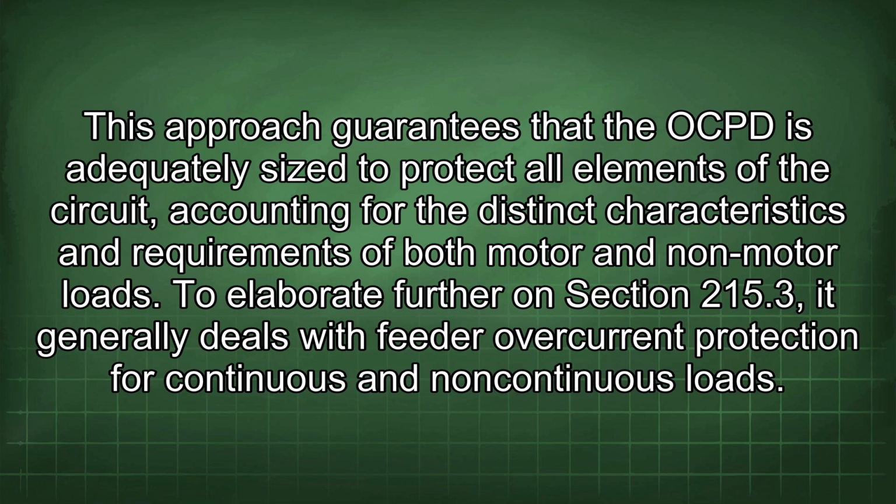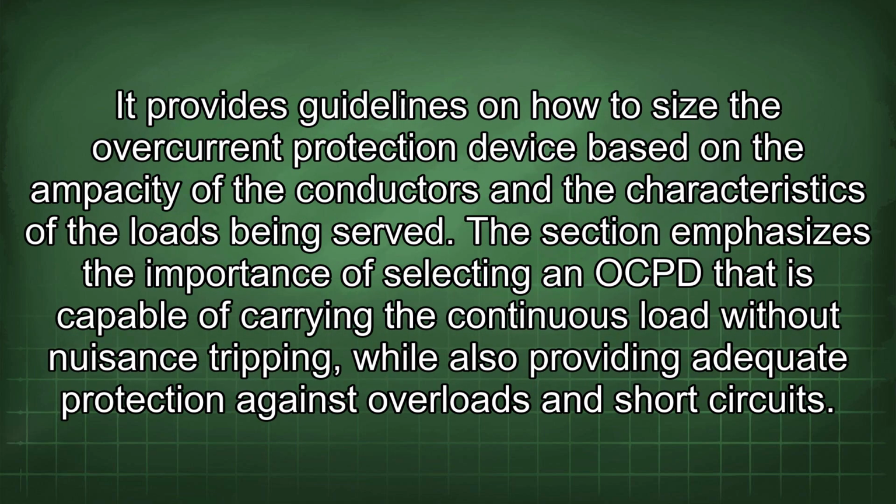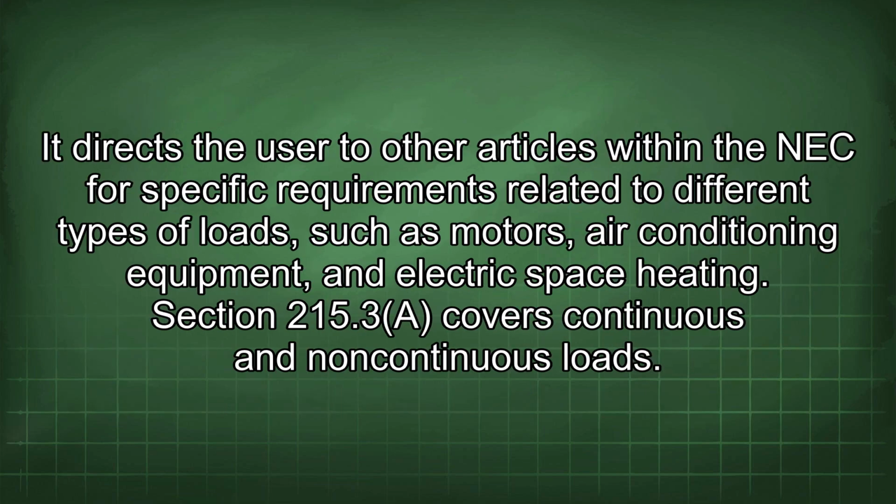To elaborate further on Section 215.3, it generally deals with feeder overcurrent protection for continuous and non-continuous loads. It provides guidelines on how to size the overcurrent protection device based on the ampacity of the conductors and the characteristics of the loads being served. The section emphasizes the importance of selecting an OCPD that is capable of carrying the continuous load without nuisance tripping, while also providing adequate protection against overloads and short circuits. It directs the user to other articles within the NEC for specific requirements related to different types of loads, such as motors, air conditioning equipment, and electric space heating.